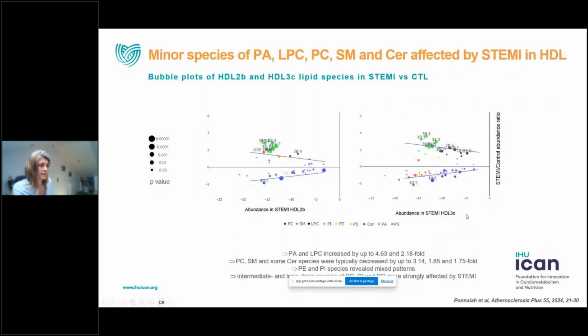Another way of looking at this data was to also take into account the natural abundance of these lipids in the HDL using bubble plots. The way to read these bubble plots is that on the x-axis you have decreasing abundance going to the left, and on the y-axis you have the fold change in the patients' HDL. So positive is enrichment and negative is depletion. And what we could see here is that the more fold change, the more alterations we had were on the minor lipids, the less abundant lipids, while the more abundant lipids were less affected.